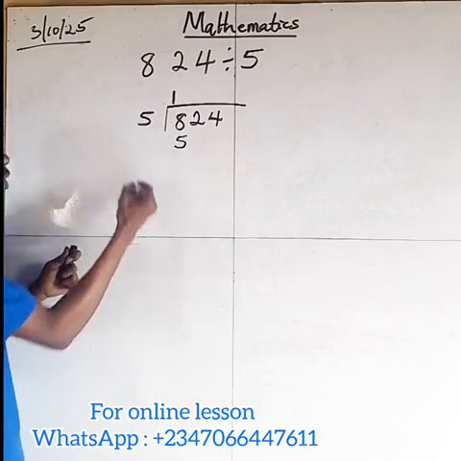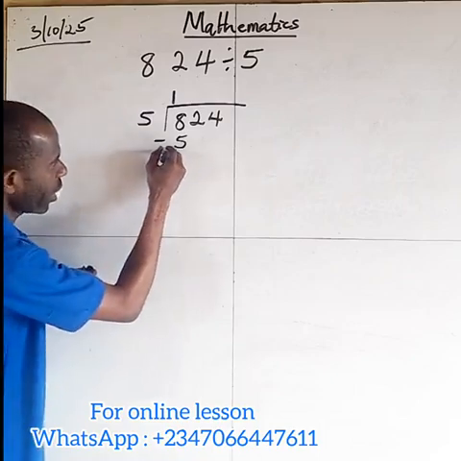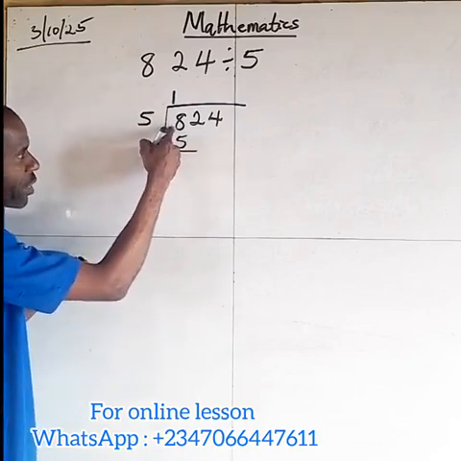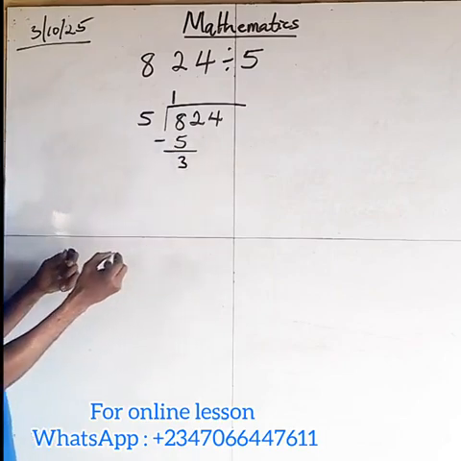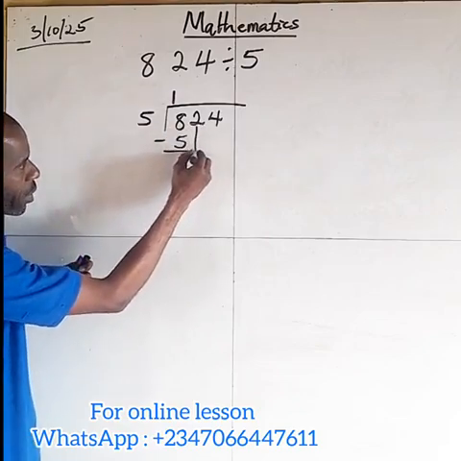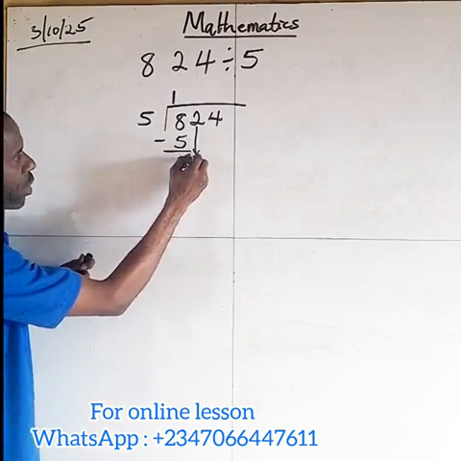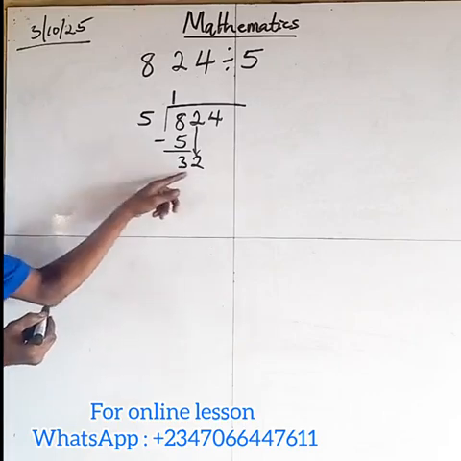Then the next thing now is to subtract. That is the third step. You subtract. Then when you subtract, 8 minus 5 is 3. Now the next thing you do, look at this next number, bring it down. Bring it down. Which is now what? 32. Now let us use this 5 again to divide 32.